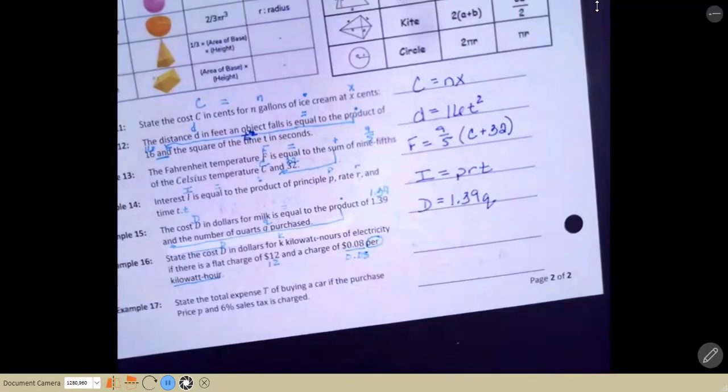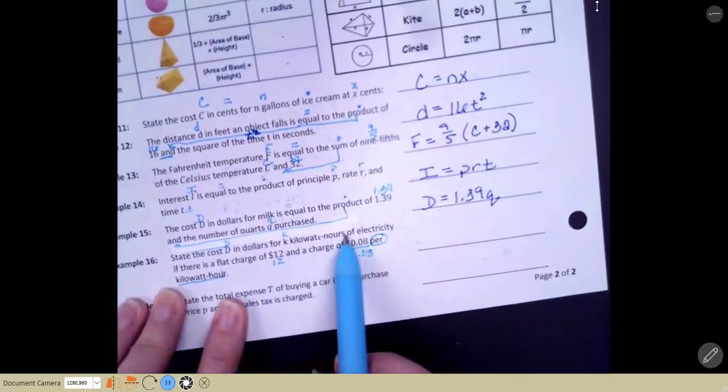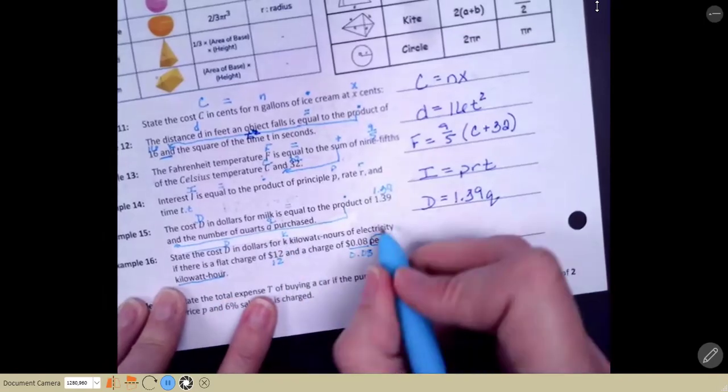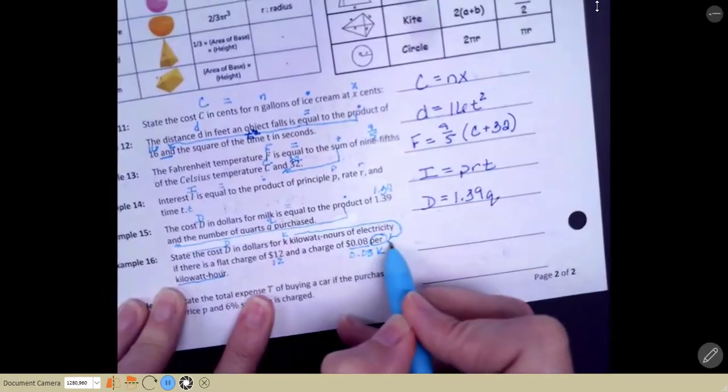Well, it's actually given to us in the problem. Look up here: kilowatt hours. So they actually give you the variable. This is going to be K. So your K is actually being moved down here.